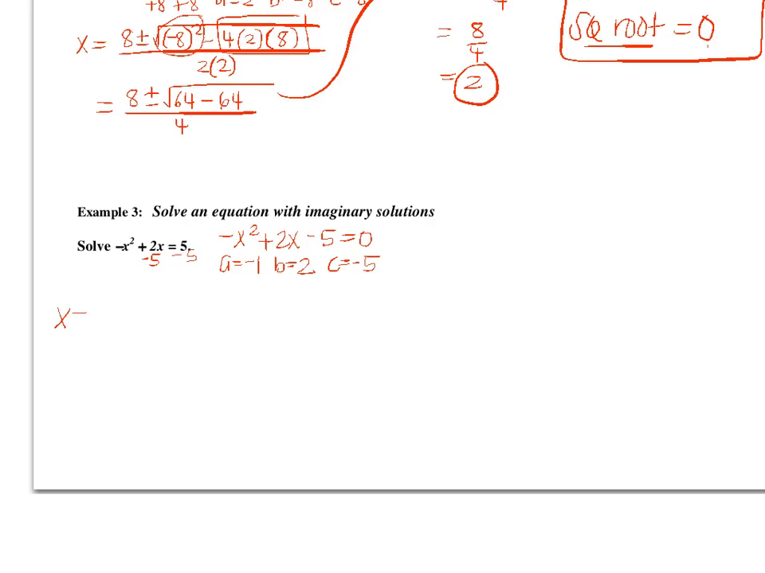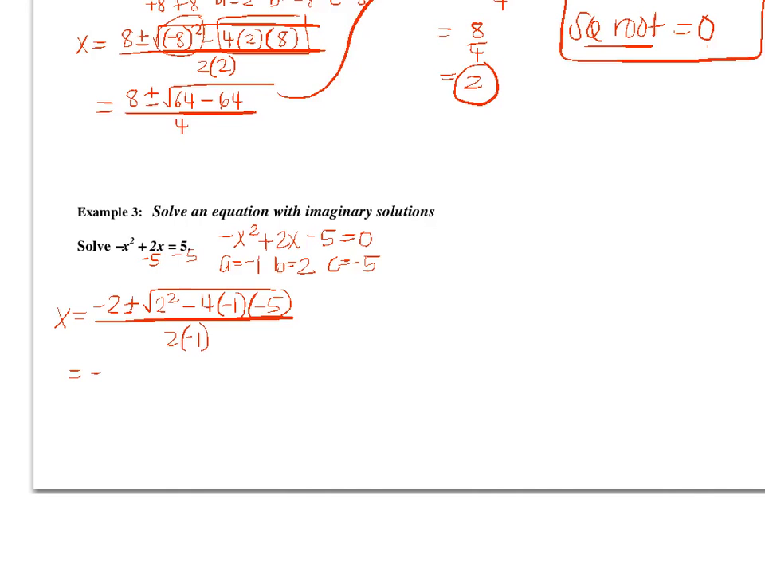So let's plug it in our quadratic formula. X equals the opposite of b, so negative 2, plus or minus the square root of b squared, so 2 squared minus 4 times a, which is negative 1, times c, which is negative 5, all over 2 times negative 1.